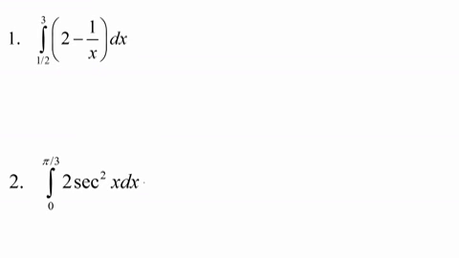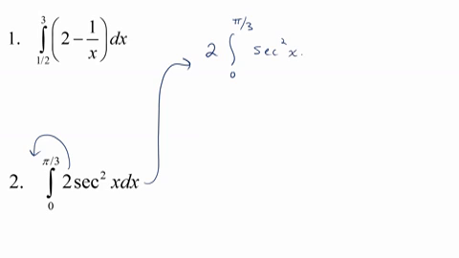Number 2: since 2 is a coefficient, we can pull 2 out in front of the definite integral. So this would equal 2 times the definite integral from 0 to pi over 3 of secant squared x dx. And the antiderivative of secant squared x is tangent x. So our answer will be 2 times tangent x, where tangent x is evaluated from 0 to pi over 3.